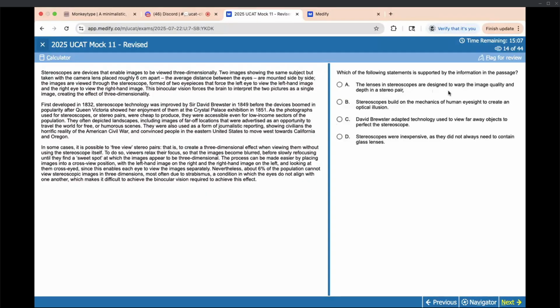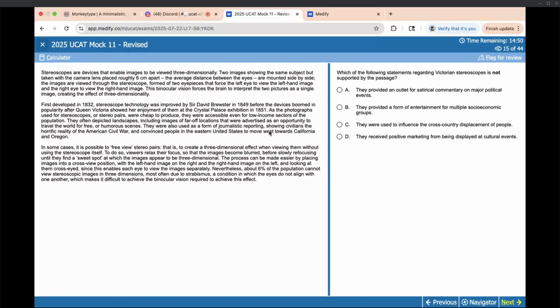Approach this and mounted to part right at this point I can choose as a single, creating the effect of three. So it's an effect. So let's say that.